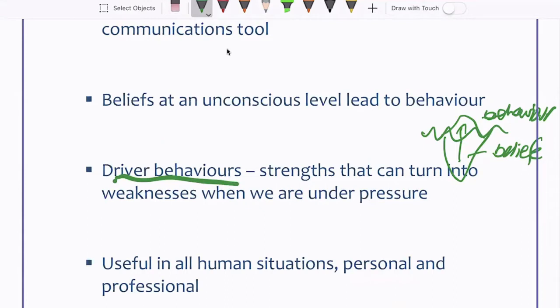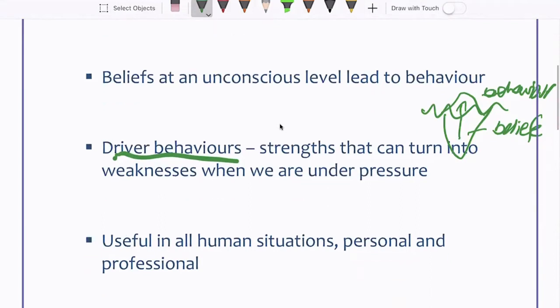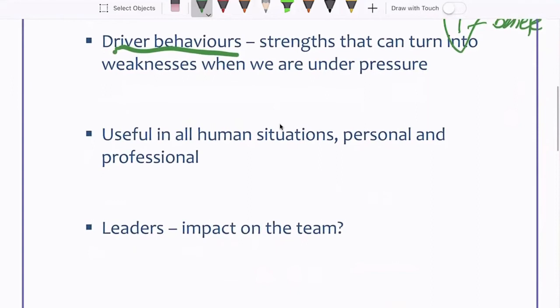So you can very much look at driver behaviours from a well-being point of view, as well as leadership, as well as team building. This is stuff that human beings do, and we all do it. And it's really not helpful. The good thing is we can change it. Having some understanding about what drives our behaviour and what gets us into difficulty with certain people is useful in our personal and our professional lives.